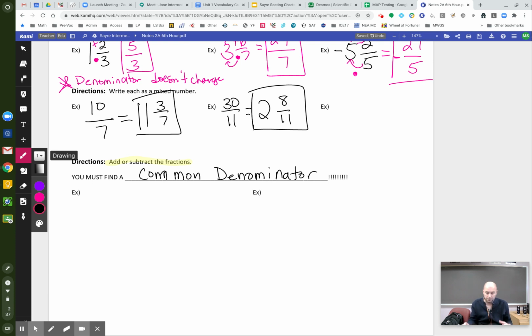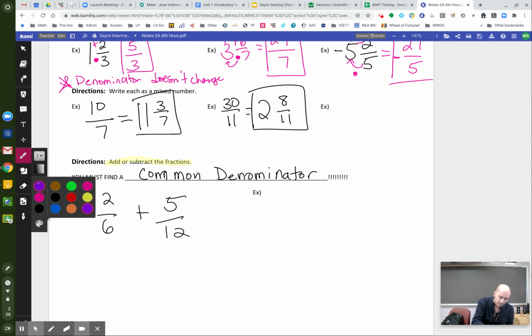All right. So what we're going to do now is we're going to find a common denominator. So here's your first problem. We have 2 over 6 plus 5 over 12. When I'm finding a common denominator, what I'm usually looking for is I check the bigger number first to see if it'll work. So as a common denominator, I have 6, and I know that if I multiply 6 times 2, I can make it 12. So I'm going to multiply this first fraction by 2 over 2.